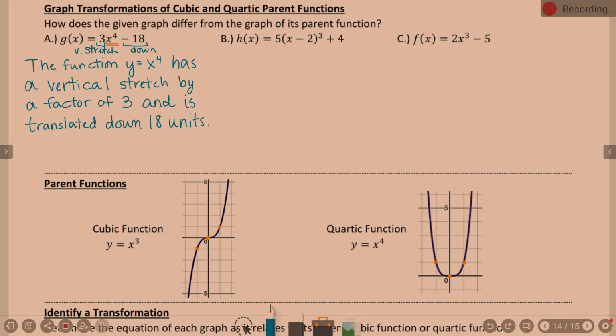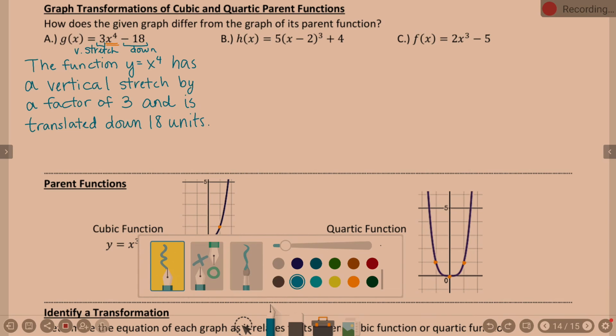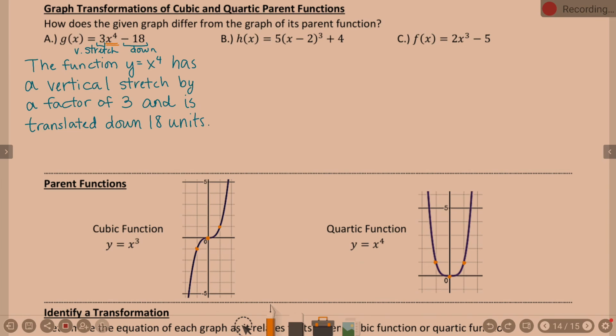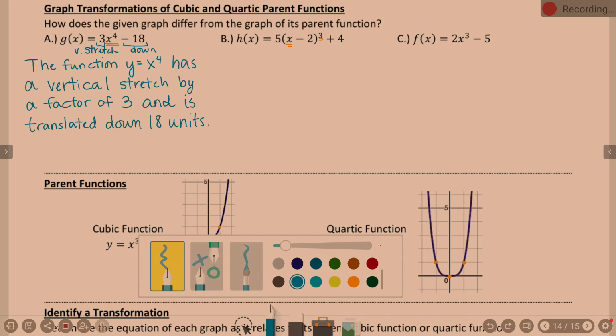Well, B when you're ready. Can you tell me what parent function this graph is before we get into it? Do you see how it's x cubed? Here's my x, and what's the power on that? X cubed. So this is going to be a cubic. What you have to be able to tell me are what jobs the 5, 2, and 4 have.